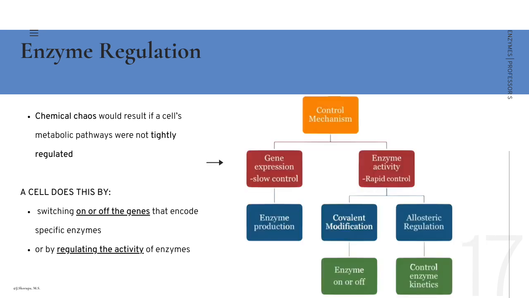The body has two main mechanisms to regulate the amounts and functionality of enzymes. A cell can do this by switching on or off the genes that encode specific enzymes, or by regulating the activity of enzymes that are already made. These ultimately determine the rates at which biochemical reactions occur. Notice that altering gene expression is the slow way. Can you figure out why this is?